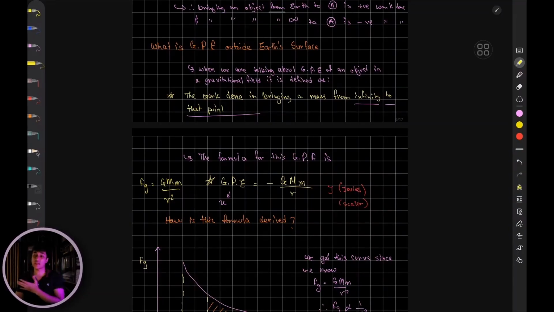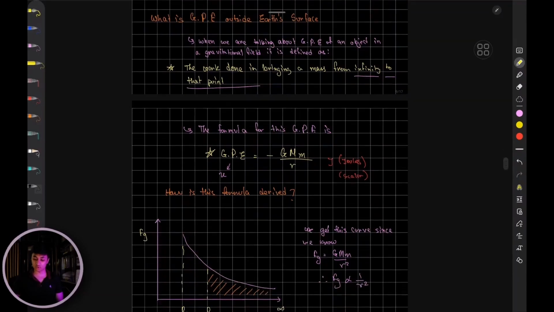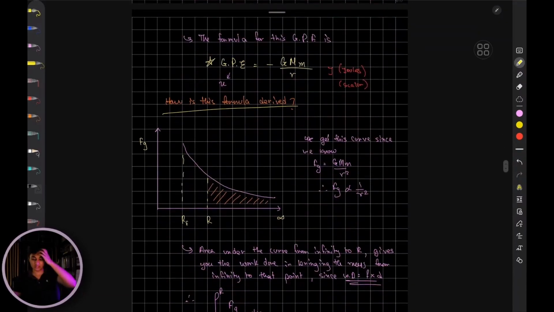Why? Because negative work is always done in bringing it from infinity to near the surface. Therefore, this is your formula for gravitational potential energy. You don't need to know how the formula is derived. However, if you are interested in knowing how the formula for GPE, the gravitational potential energy of an object, is derived, I will show you over here.